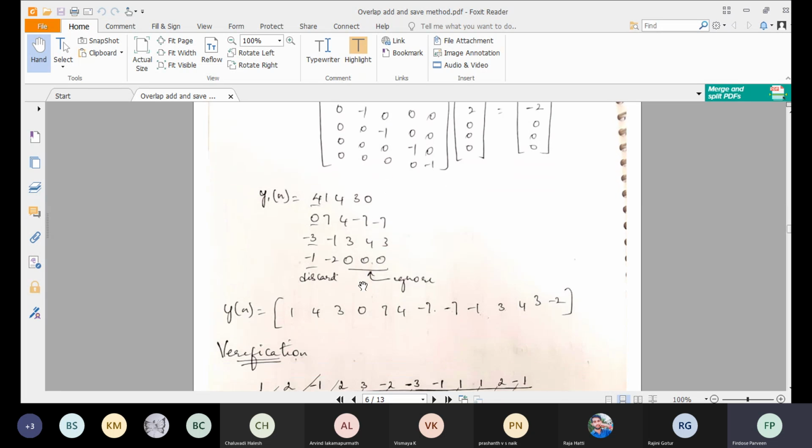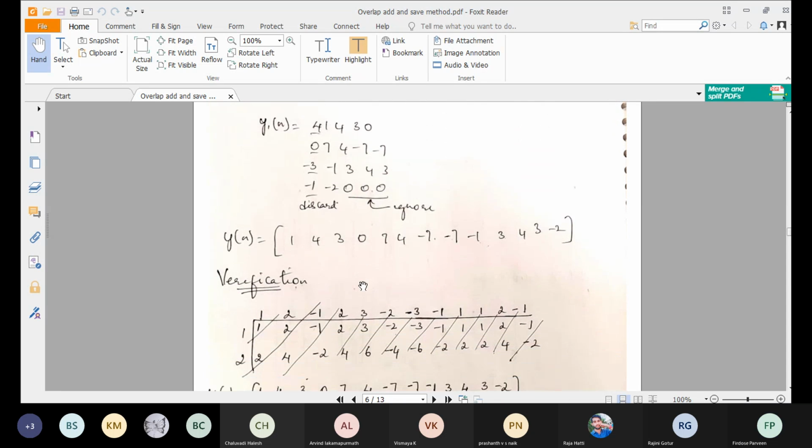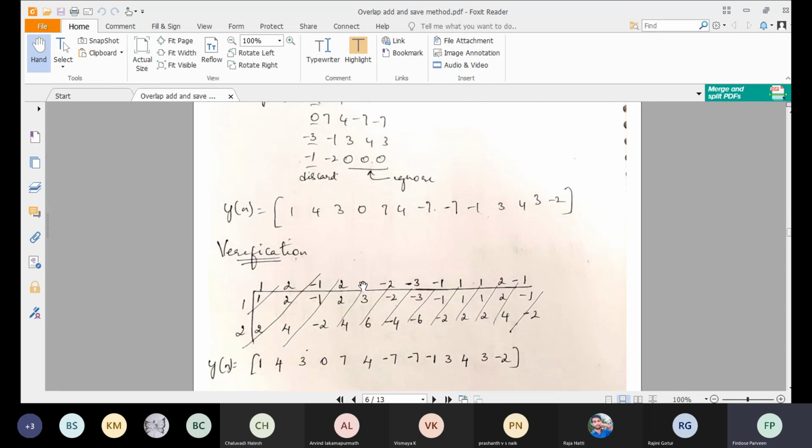So there is one more verification method. What was the given sequence? The number of samples was n equal to 12. Whatever samples were given, we will write on the horizontal side. Next, h of n, we will write on the vertical side. Afterwards, we will multiply these.